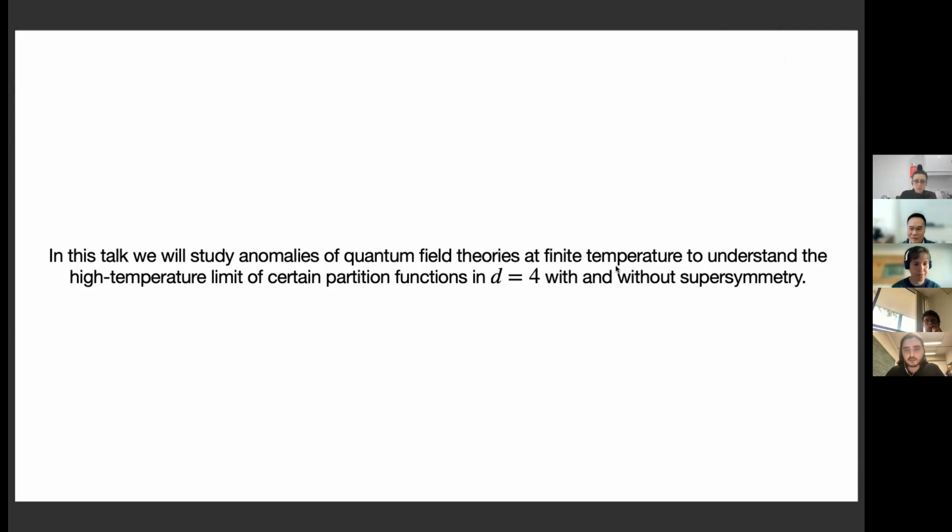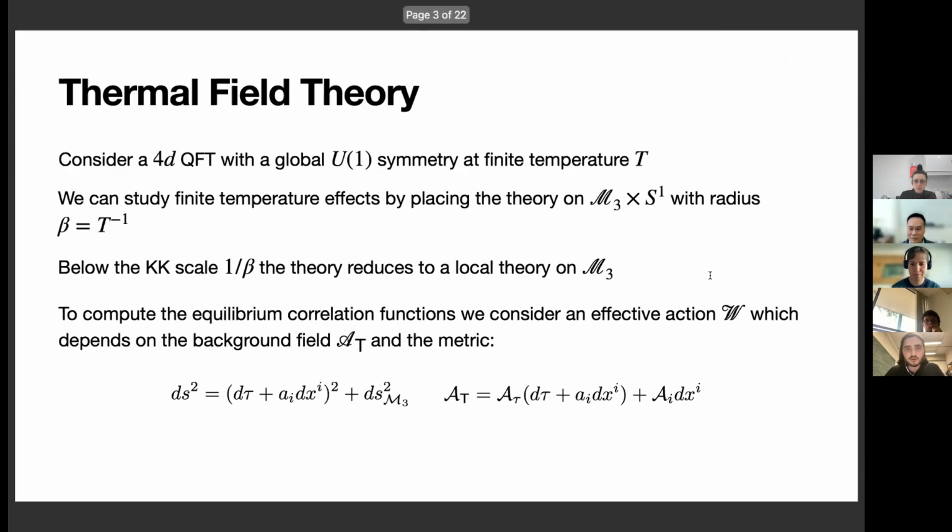So let me remind you a bit about certain basic aspects of thermal field theory. In this talk, I will consider mostly a theory in 4 dimensions with a global U1 symmetry, and I want to place that at finite temperature T. It is standard, in order to study such finite temperature effects, to place the theory on a compact manifold, which is the product of M3 times S1. I'm going to take the radius of the circle beta and identify that with the inverse temperature.